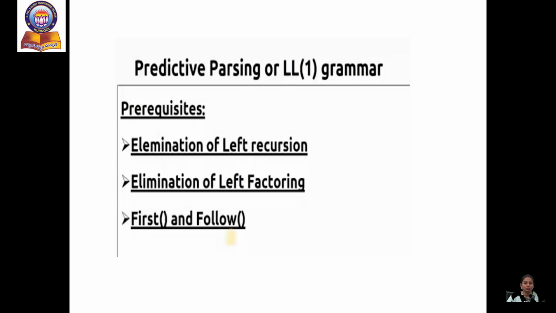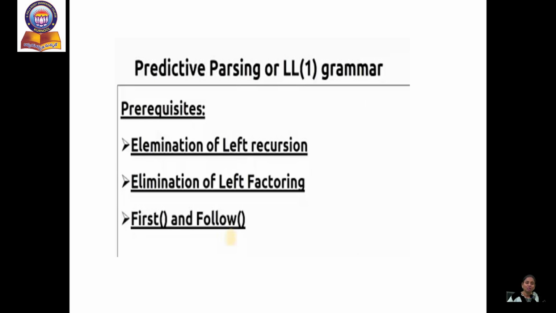So next, moving to predictive parsing, or we can call it LL1 grammar, or recursive descent parser without backtracking, or non-recursive descent parser. There are some rules to be followed to apply the predictive parsing method to check whether the given input string can be parsed successfully by using the given grammar.